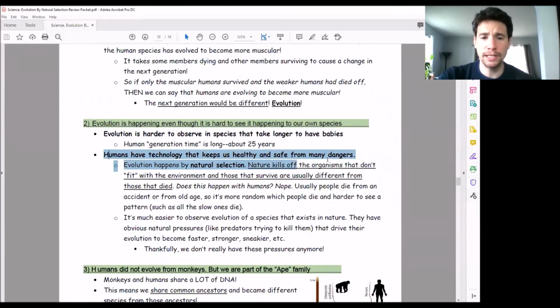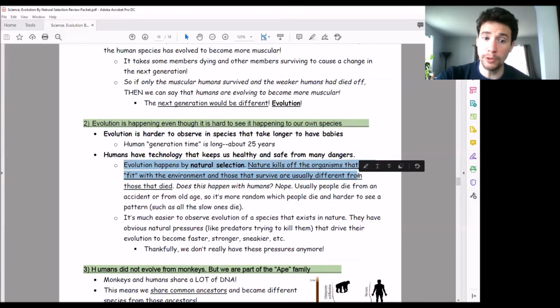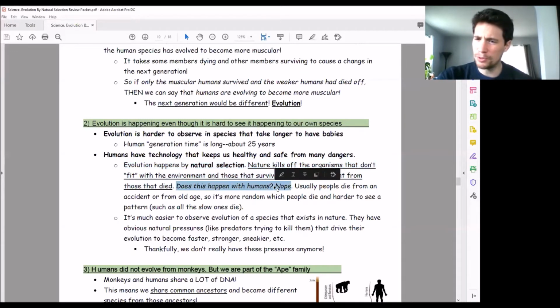We also have technology that keeps us healthy and safe from many dangers. Evolution happens by natural selection. Nature kills off organisms that don't fit with the environment, and those that survive are usually different from those that die. So does this really happen with humans? Does the environment really end up killing a lot of humans that we see? No, right? We have homes, we have medicine. Usually people die from an accident or from old age. It's much more random. We're not really hunted by anything.